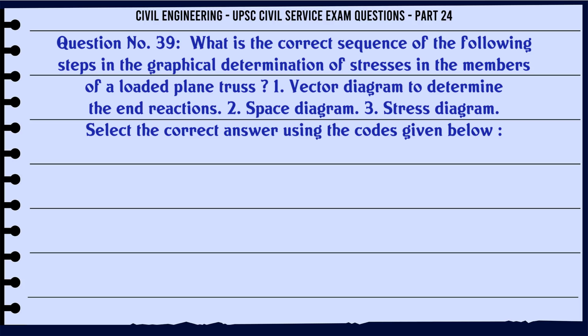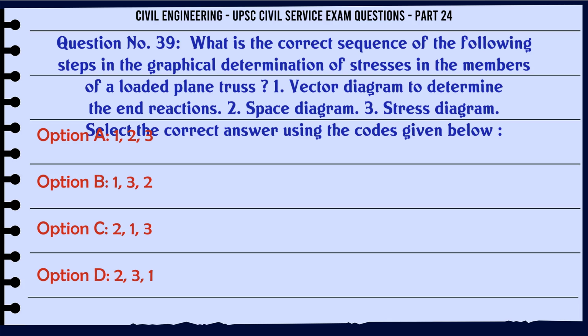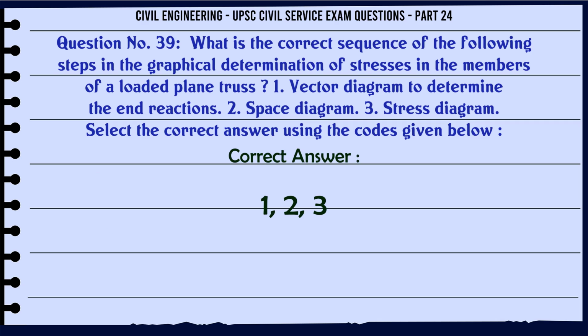What is the correct sequence of the following steps in the graphical determination of stresses in the members of a loaded plane truss? 1. Vector diagram to determine the end reactions. 2. Space diagram. 3. Stress diagram. Select the correct answer using the codes given below. A 123, B 132, C 213, D 231. The correct answer is 123.